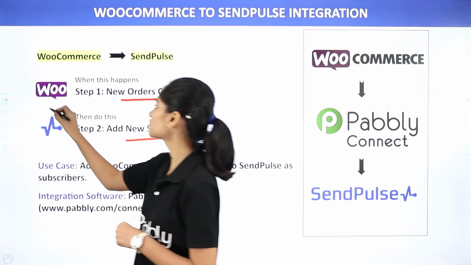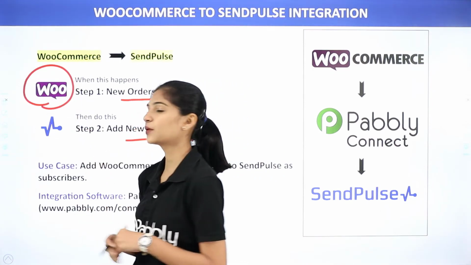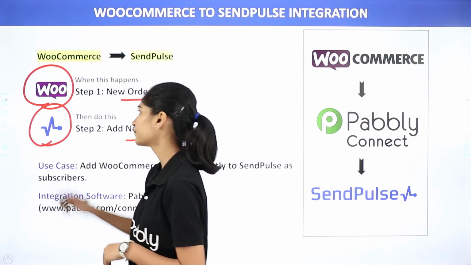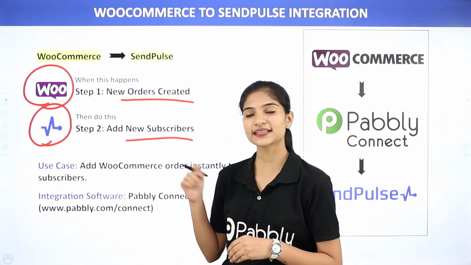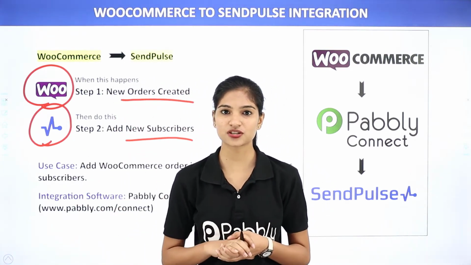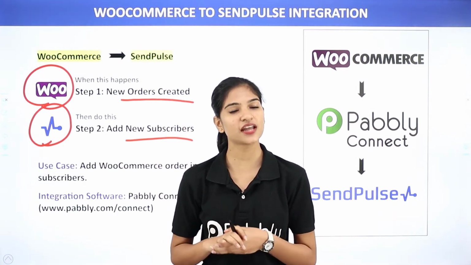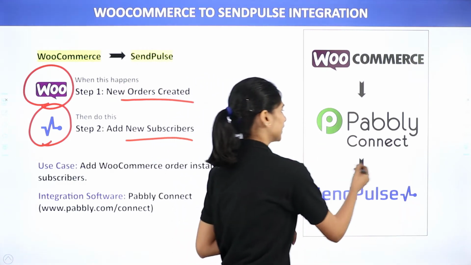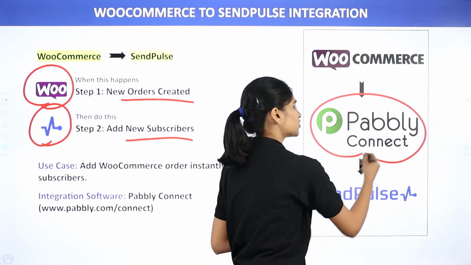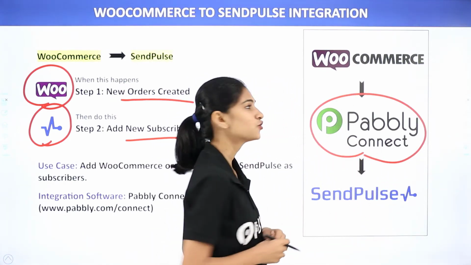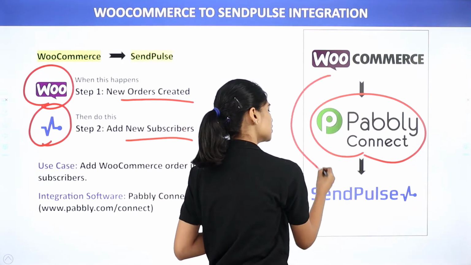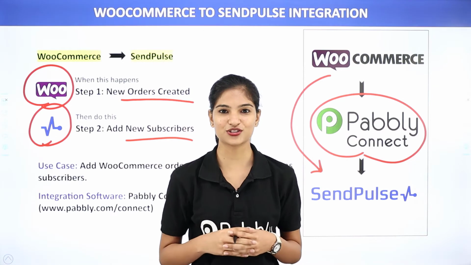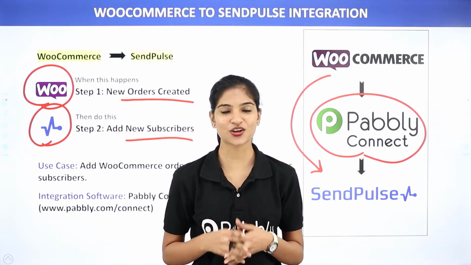So WooCommerce is a software application where you can set up your online store, whereas SendPulse is a marketing automation software. Although WooCommerce and SendPulse have some native integration between them, this integration has certain limitations, and that is why we are going to use Pabbly Connect. So Pabbly Connect is an integration software which will help us to transfer data from WooCommerce to SendPulse. The best part here is you don't require any knowledge of coding. So let me show you this on my screen.